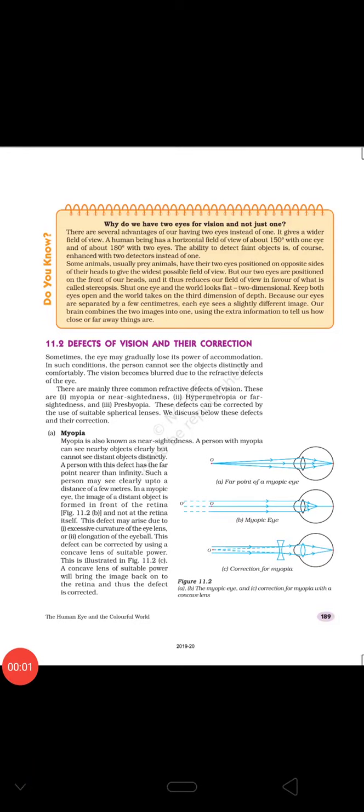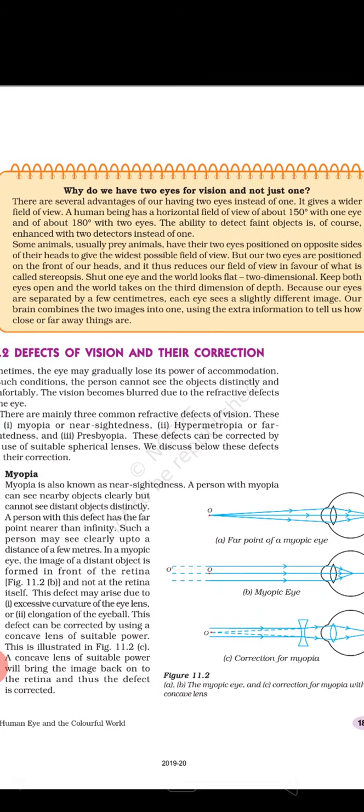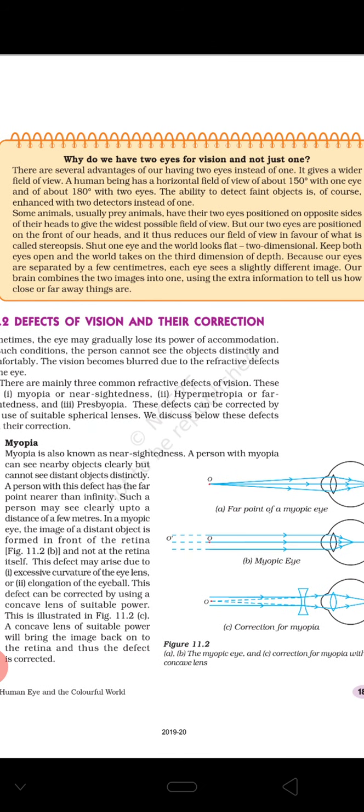Okay, welcome back. So now we will do our next topic, that is why do we have two eyes for the vision and not just one. Okay, so there are various advantages for having our two eyes. So our first advantage is that having the two eyes, it gives a wider field of the view.